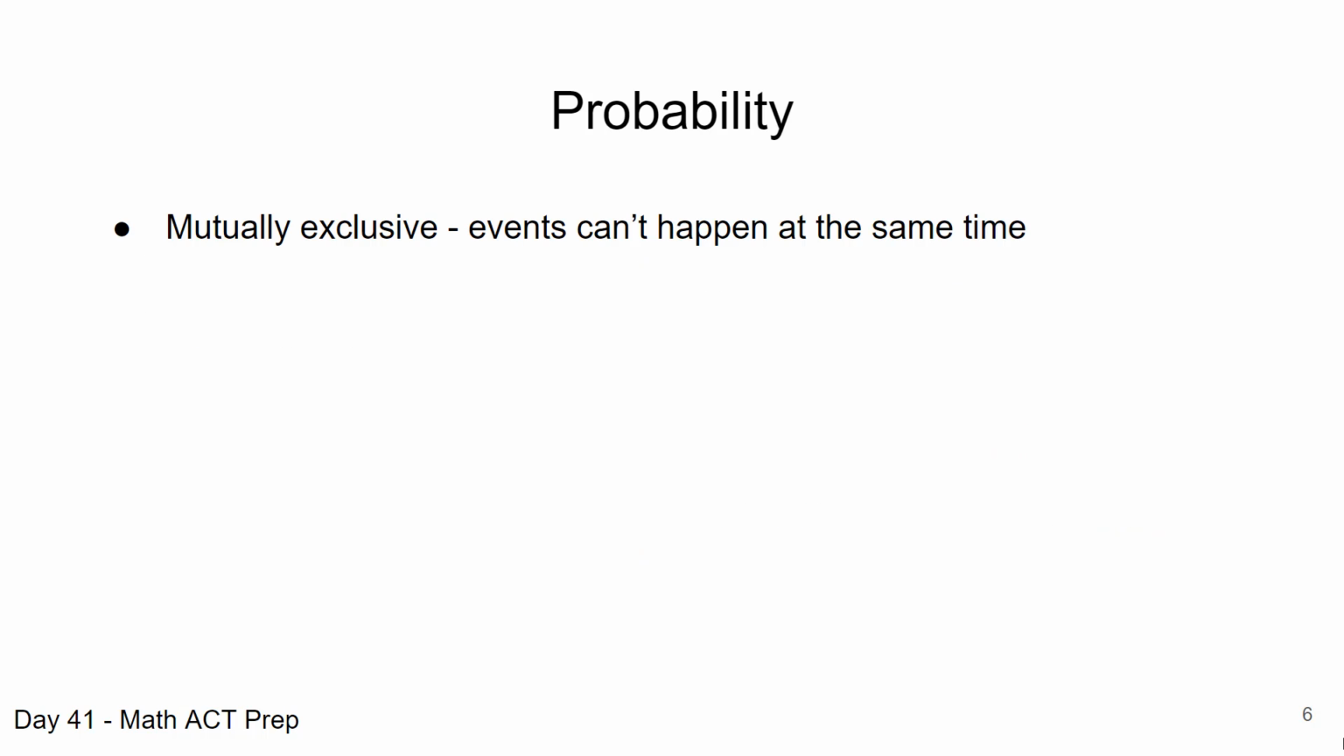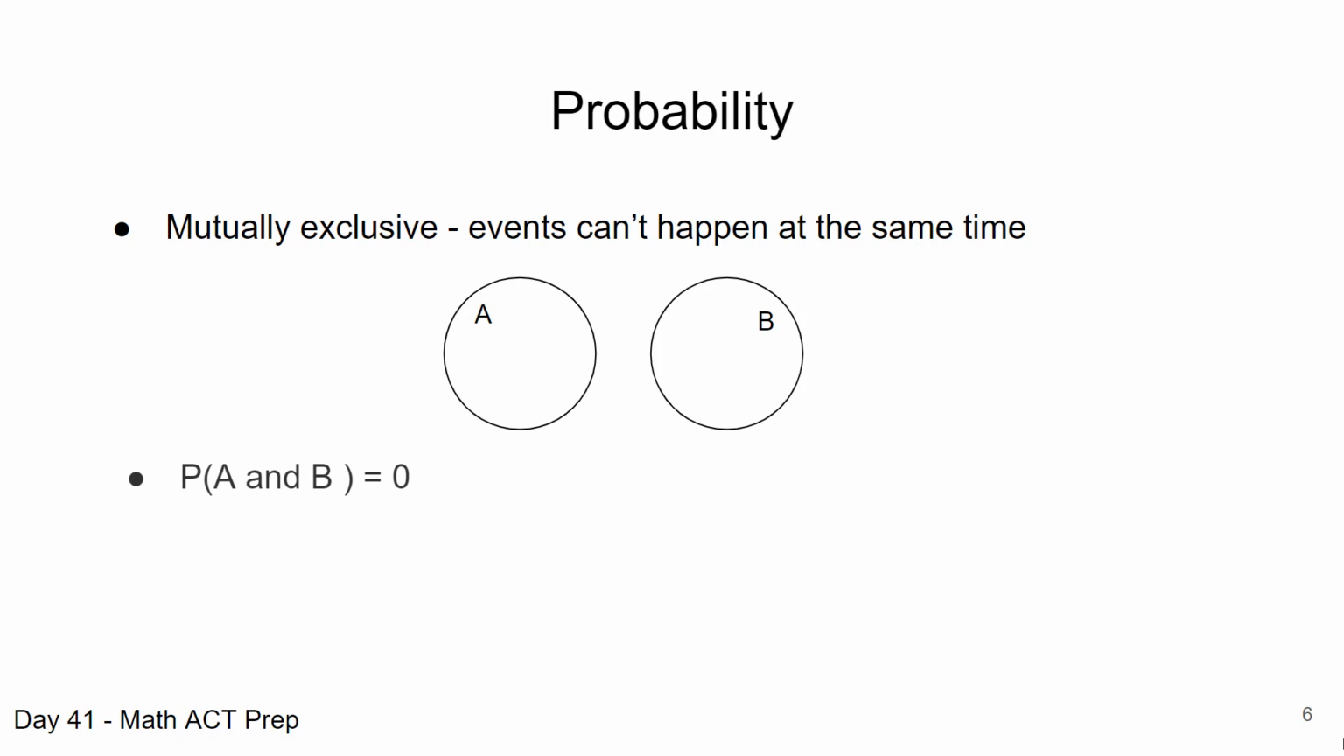Another definition we'll talk about with probability is being mutually exclusive. What that means is if events are mutually exclusive, they cannot happen at the same time. It's a yes or no, binary, one or the other, not both. And here's what the Venn diagram looks like for mutually exclusive events. There is no overlap. It's either A or B.